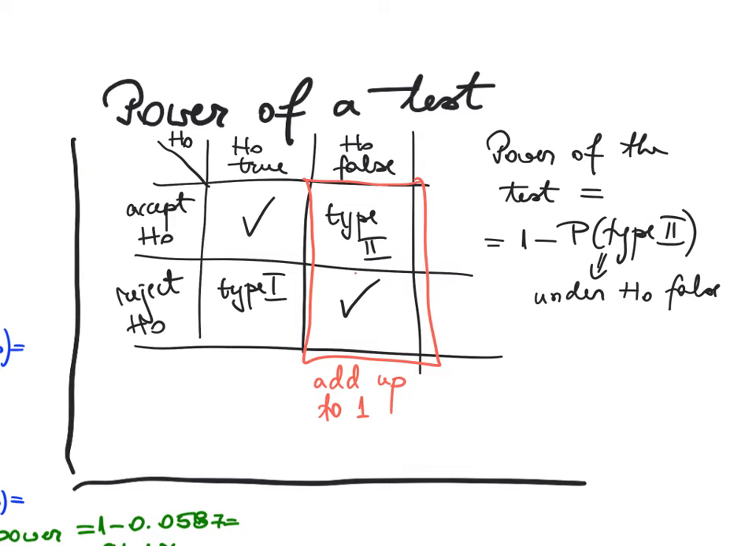Because if H0 is false, I either accept H0 or I reject H0. So therefore, 1 minus the probability of a type 2 error is this zone, and it's the power of the test. So the power of the test is the probability of rejecting H0 when H0 is false. So I make a correct decision.